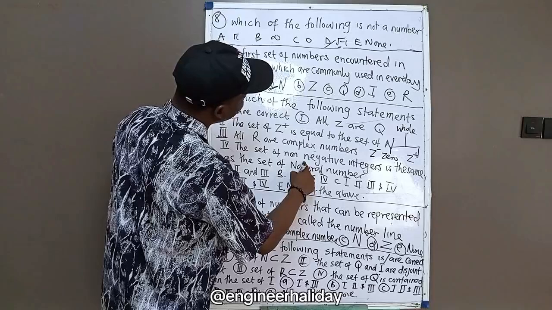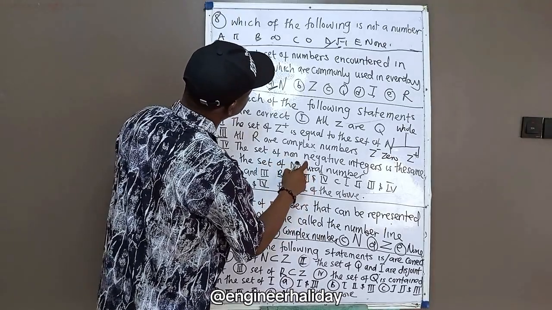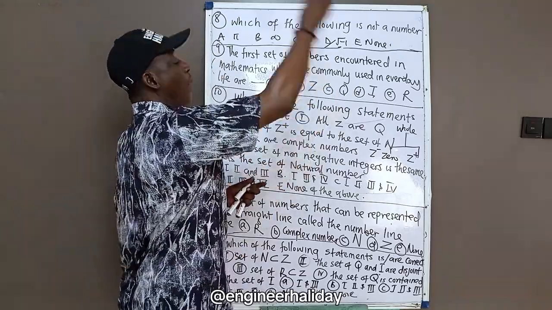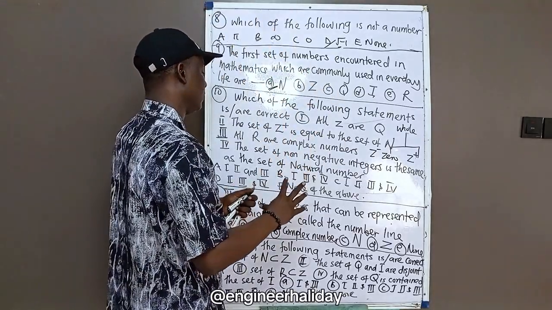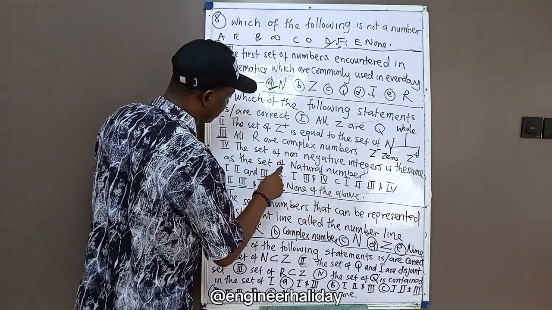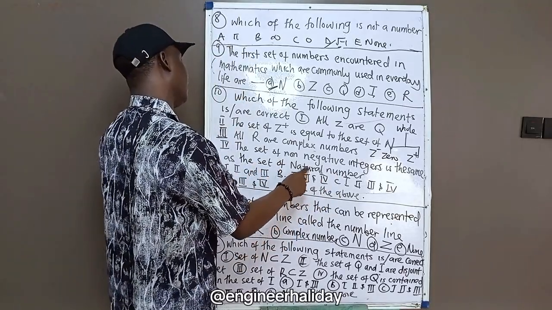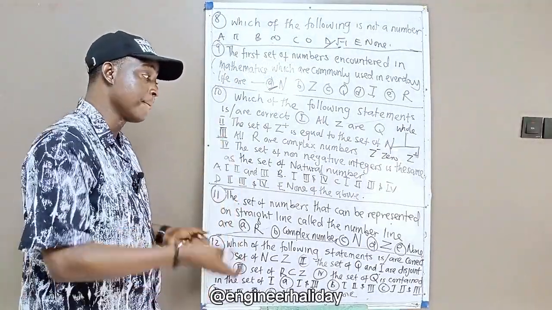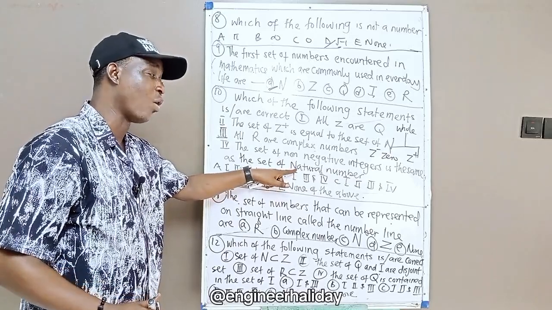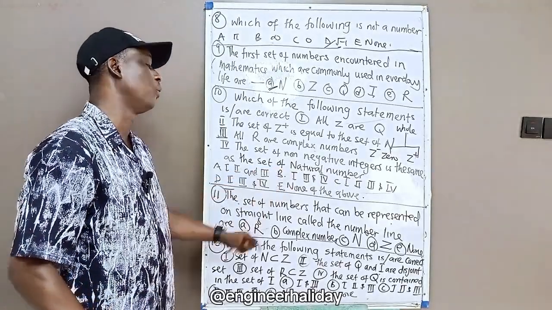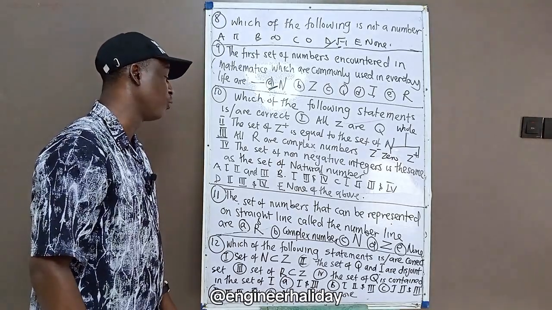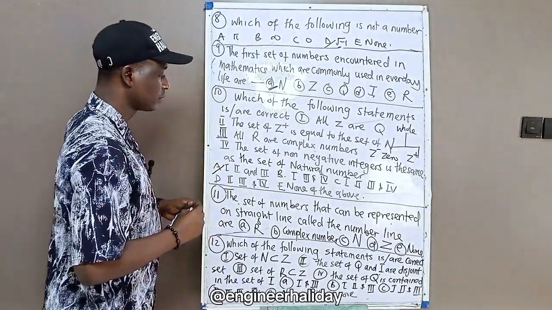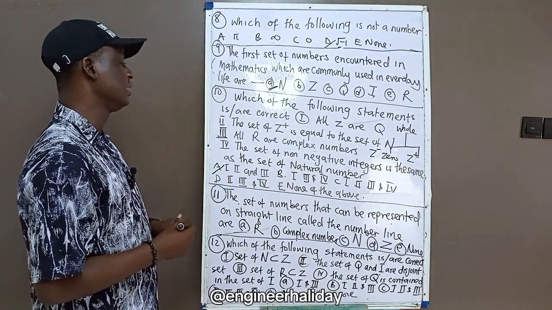A set of non-negative integers. Non-negative integers are zero and all positive integers, which is zero and natural numbers. So what did they say? It's the same as natural numbers. No, I would disagree with that. Because zero is a non-negative integer. It's also part of the integers. But it is not classified under natural numbers. So I would say Roman figure 4 is 98% correct, but not totally correct. I will go with A. 1, 2, and 3. 4 is wrong.